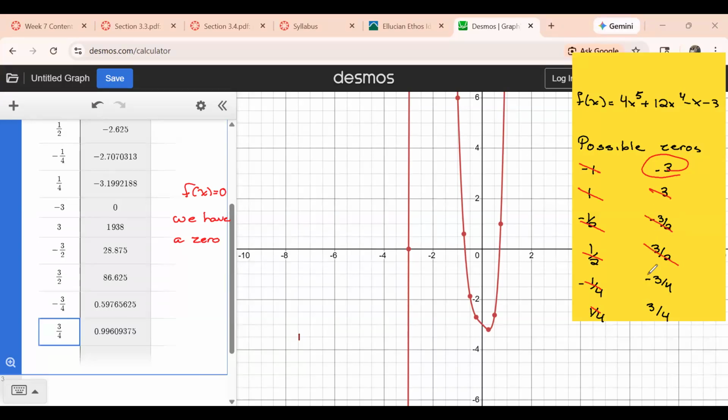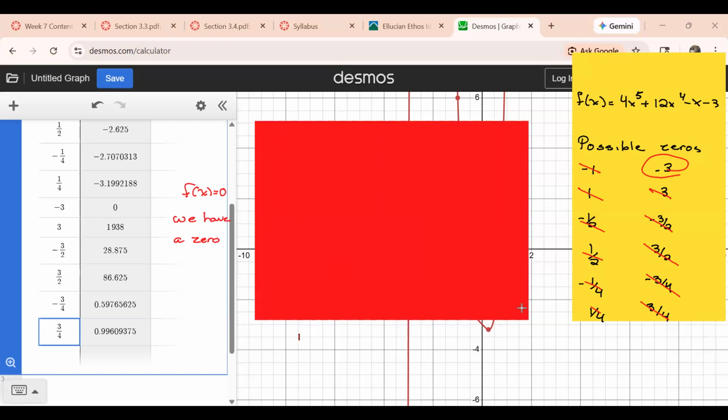So even though it's a fifth degree polynomial, we only have one rational zero. Now that doesn't mean that the other zeros cannot be found. What it means is this: x equals -3 is a rational zero of f(x), and that x plus 3 is a factor.